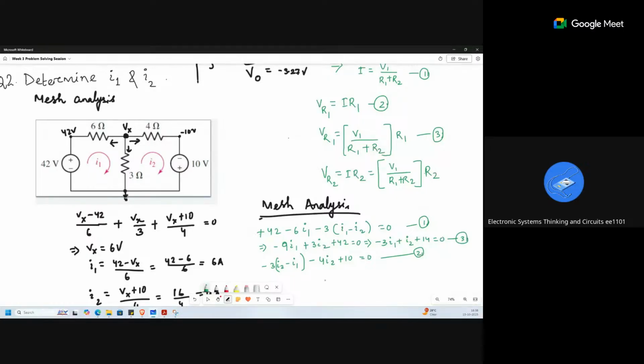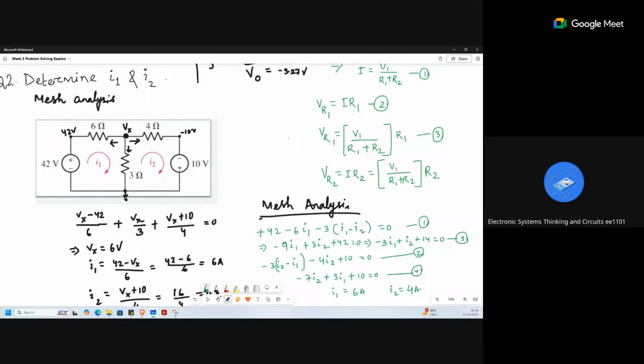Let me write here. So from here, if I simplify, how much are you getting? This will be minus 3 I2 minus 4 I2, minus 7 I2, plus 3 I1 plus 10 is equal to 0. If you solve equation 3 and 4, you will be getting I1 and I2, right? Can you tell me how much I1 and how much I2? I1 equals 6 ampere, I2 equals 4 ampere.